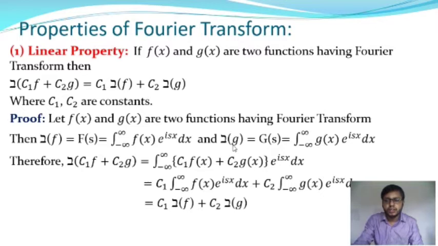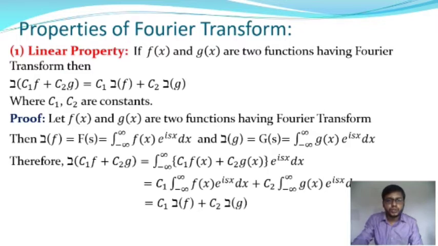Similarly, the Fourier transform of g of x, where g is another function, is G of s, denoted by G of s for the function g, and defined as the integral from minus infinity to plus infinity of g of x times e to the power i s x dx. These two are the Fourier transformations for the functions f of x and g of x. From this we will get the Fourier transformation of the function c1 f plus c2 g. So we are going to find the Fourier transformation of c1 f plus c2 g.